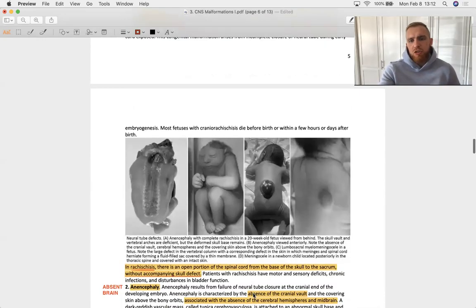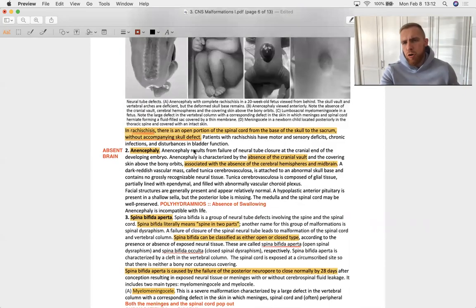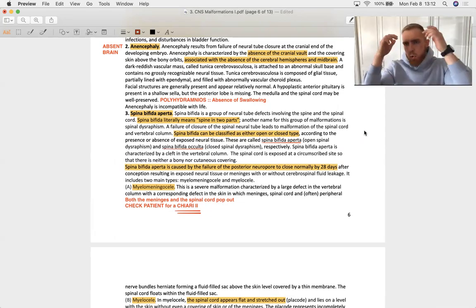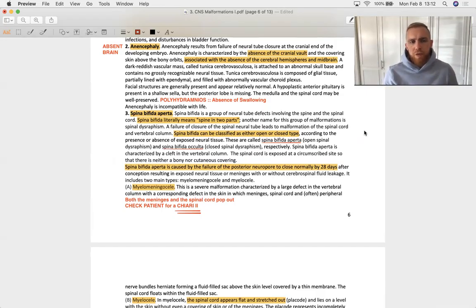So schisis means split, and you could have a pure rachischisis, which is just the spinal cord split open without the cranial involvement. And then there's anencephaly. Encephaly refers to the brain. Anencephaly then means that the brain is absent. And in anencephaly, the calvarium, or the skull cap, the top of the skull, is also absent. They have to tell you that that's there in the diagnosis. So be able to tell this apart from a cranioraschisis is my point.